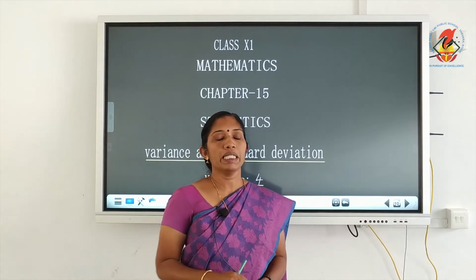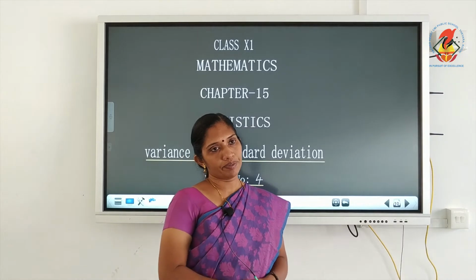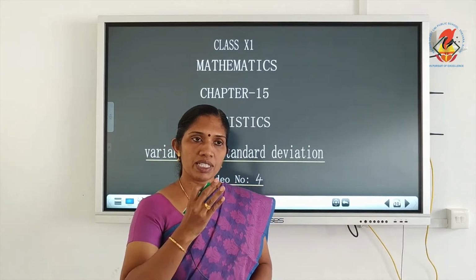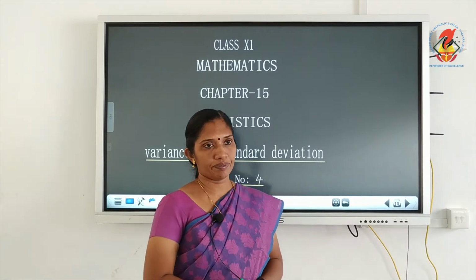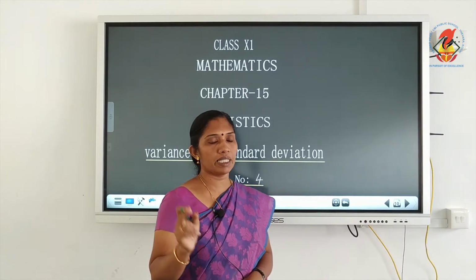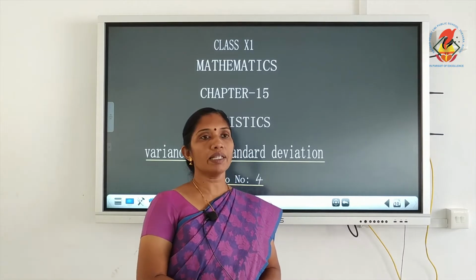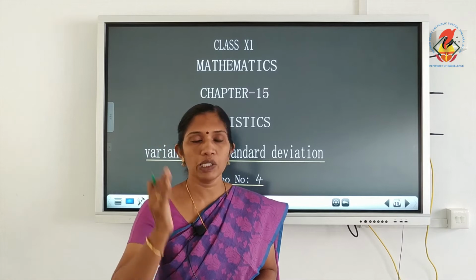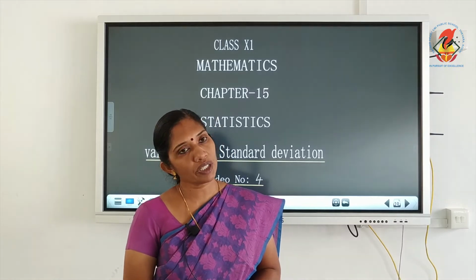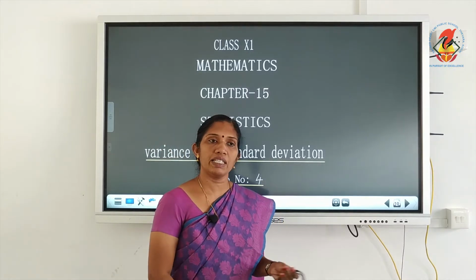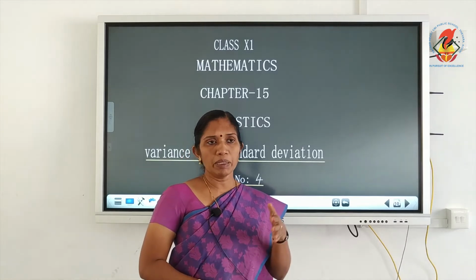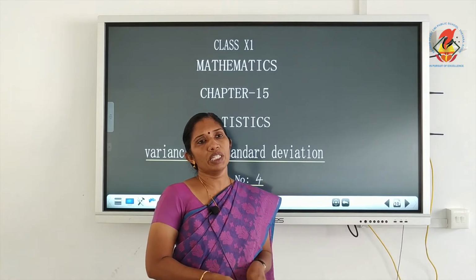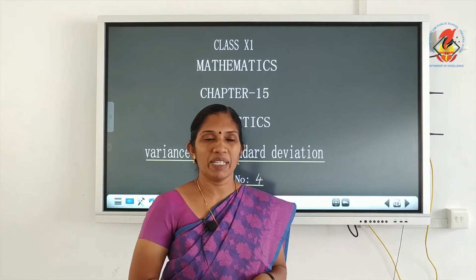Now what about the mean deviation about mean? The sum of deviations from the mean, that is modulus xi minus x bar, is more than the median. But here we are taking the absolute value. So mean deviation about mean is also not scientific. So these are some limitations of mean deviation about mean and median. So we need a more accurate measure.